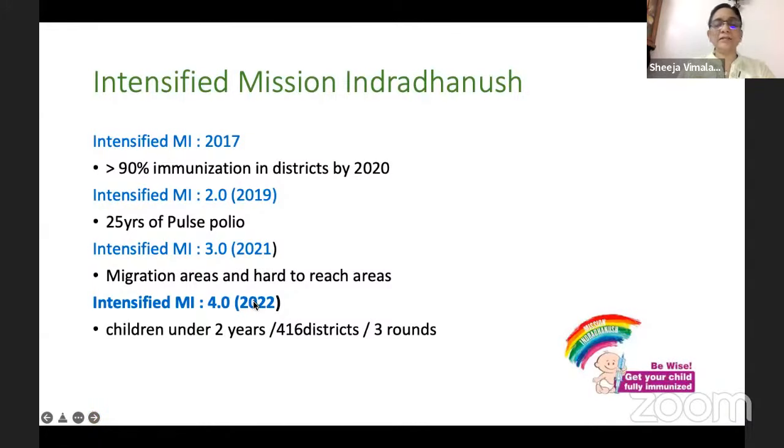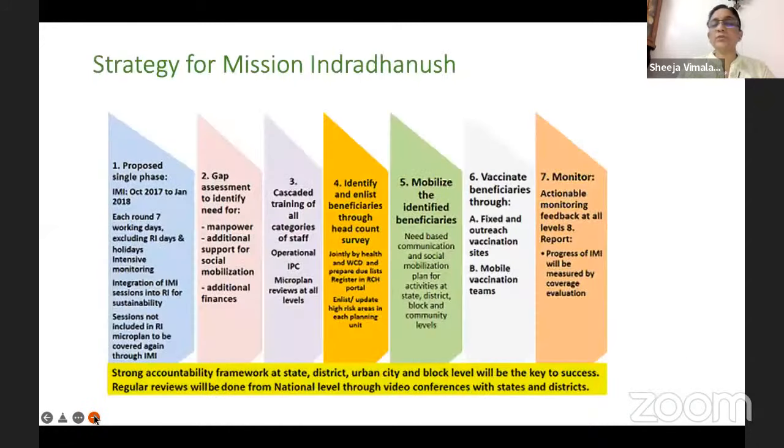That is why I included it, because in February this year, we launched the intensified Mission Indradhanush 4.0, which mainly targets children less than 2 years. 3 rounds are planned and 416 districts are envisioned to be covered. So what is the strategy?